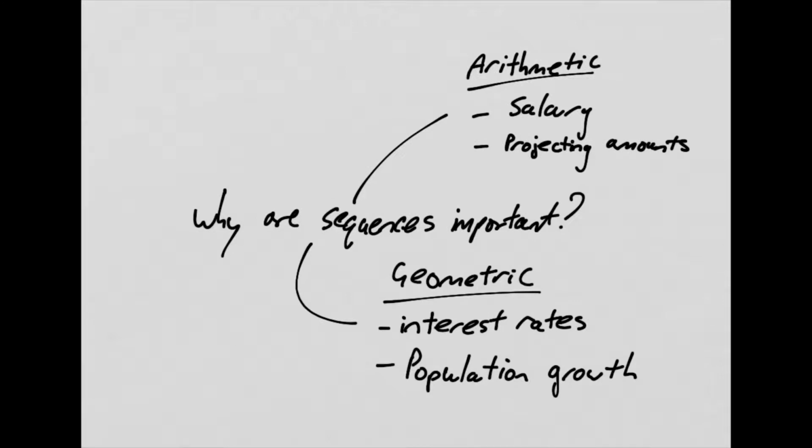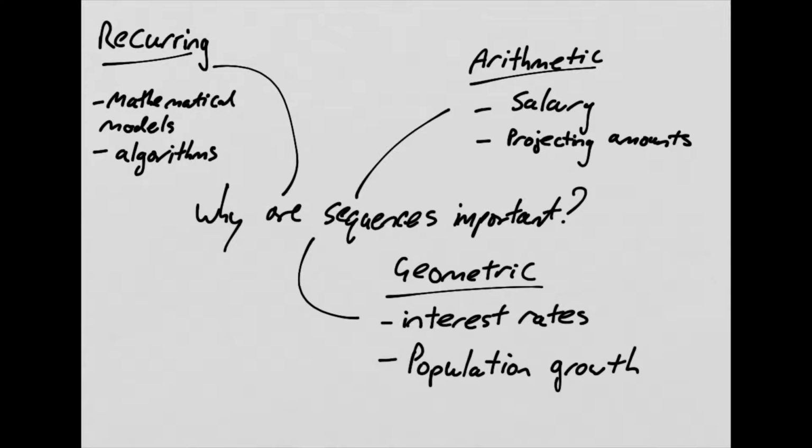For geometric sequences, I can use them in interest rates. So if I had to take out a loan, I could work out the total amount of money I'd need to pay back. And I can also model population growth using geometric sequences. For recurring sequences, I can use mathematical models and algorithms. These turn real-world problems into mathematical ones, and then I'm trying to solve them. These are by no means the only applications, but it gives you an idea of where sequences can be used.